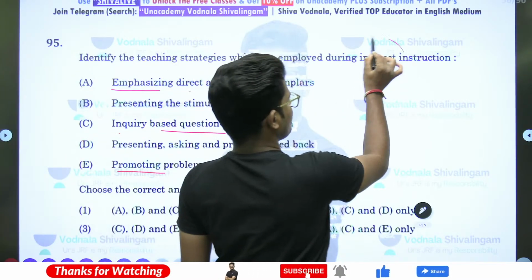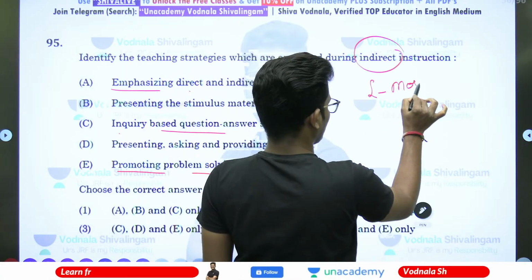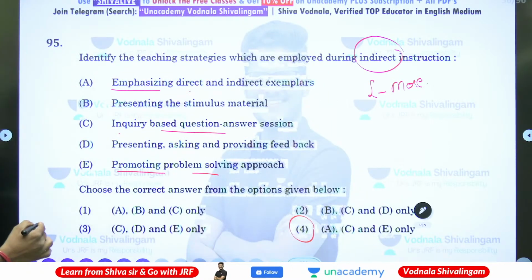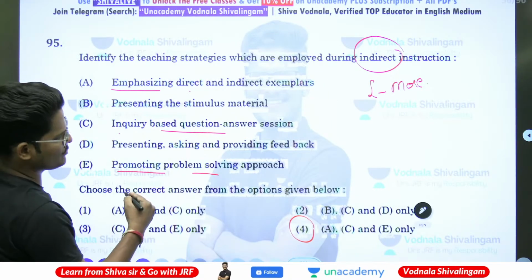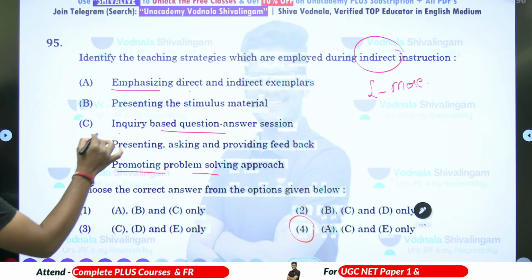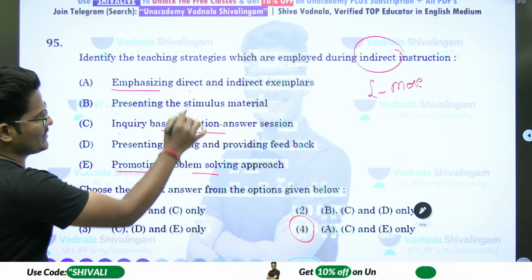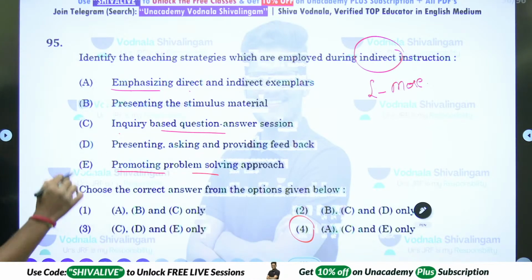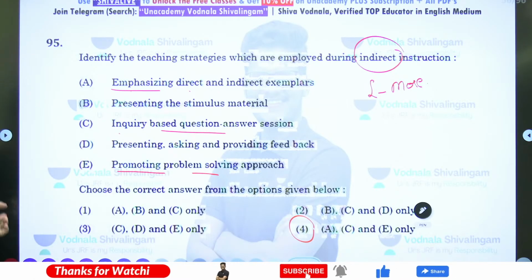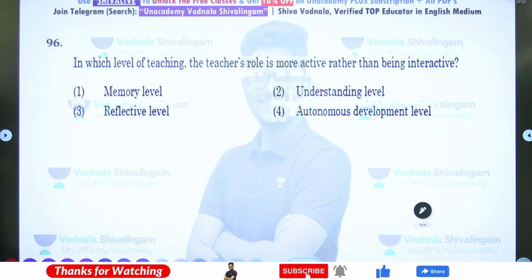Indirect instruction means where the learner role is going to be more rather than the teacher. Student role is going to be more. Problem solving approach, when the student is more involved in the learning process, then he will be solving the problems on his own and he will be inquiring to get the answer for many questions that he is having. Emphasizing direct and indirect examples, on his own he can get more and more examples because he is going to learn lively. Next.